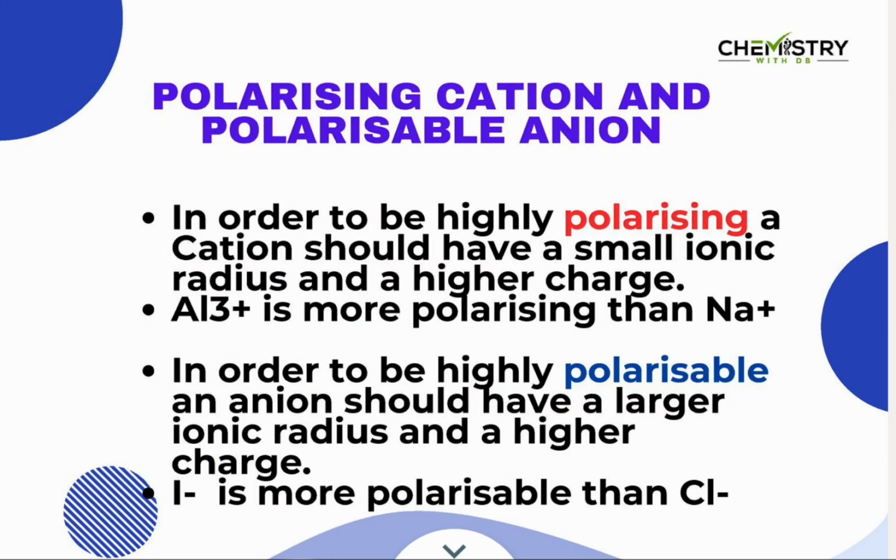Now in order for polarization to occur, the cation should be highly polarizing, and that will happen when the cation is small and it has a high charge, or in other words it has a higher charge density. So for example, aluminium 3 plus ion would be more polarizing than the Na plus. And for the anion, it should be highly polarizable. And when would that happen? When it has a larger ionic radius and a higher charge. For example, I minus would be more polarizable than Cl minus.